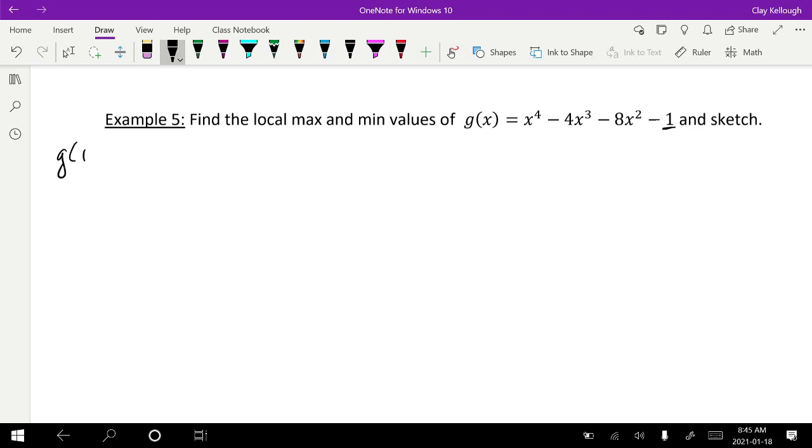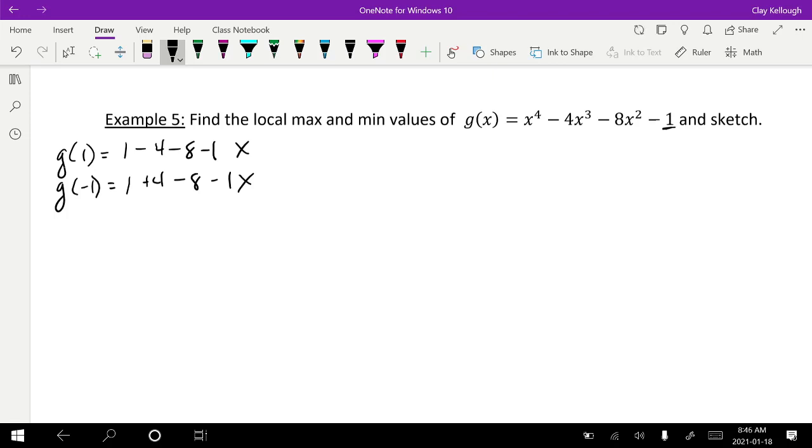Does G of 1 equal 0? That would be 1 minus 4 minus 8 minus 1. Nope, not even close. Does G of -1 equal 0? That would be 1 plus 4 minus 8 plus, nope, sorry, I just did that wrong. Minus 1. No, it's not. So once again, my grade 12 skills fail me.